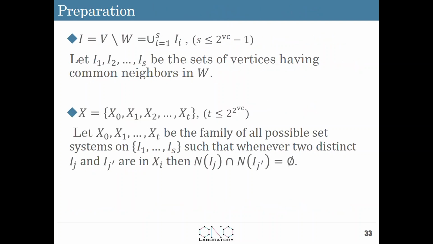Let I1 to IS be the set of vertices having common neighbors in W. And let X0 to XT be the family of all possible set systems on I1 to IS, such that whenever two distinct Ij and Ij prime are in Xi, then the neighbor of Ij intersected with the neighbor of Ij prime equals the empty set.